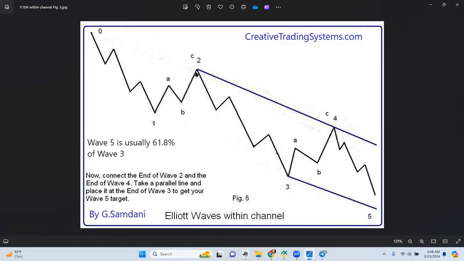So then you connect point 2 and point 4, and place it on point 3 to find the target for wave 5. Like I said, wave 5 may not go all the way and touch the channel trendline because the momentum is dying out, because the move is ending. 1, 2, 3, 4, 5. It is ending now, and after that, the A, B, C correction will come, right? And A usually goes back to the last wave 4, which is here. So if this is ending here, then we will have A here somewhere, then B to this low, and then C.